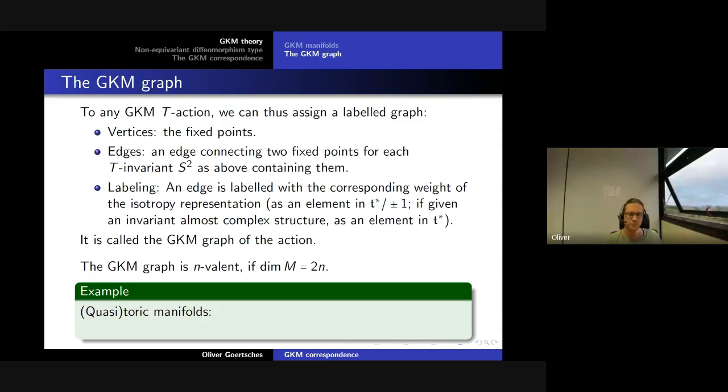It's an n-valent graph if my manifold is 2n-dimensional. And of course, so far our main example is this. If I have a quasitoric manifold, then the GKM graph just consists of the vertices and edges of the orbit space considered as a polytope. Okay.